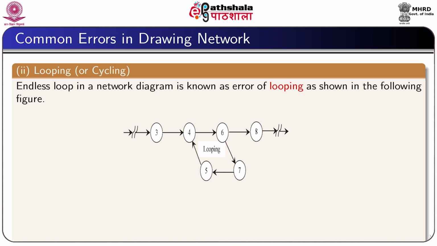Looping or cycling. An endless loop in a network is known as the error of looping, as shown in the figure. You see that in the figure the activities 4, 6, 6, 7, 7, 5 and 5, 4 form a loop, and in drawing a network there should not be any loop. That is why this error is called looping or cycling error.